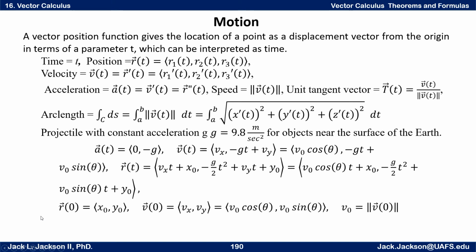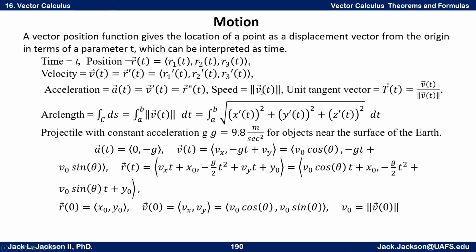One of the things that we studied was motion, and we had a vector position function r of t that gives the location of a point as a displacement vector from the origin in terms of the parameter t. If we interpret t as time, the position is r of t, which is given in component form there, or parametric equations that give you x, y, and z as functions of t. The velocity is r prime, just take the derivative of each part. The acceleration is the derivative of the velocity, or the second derivative of r.